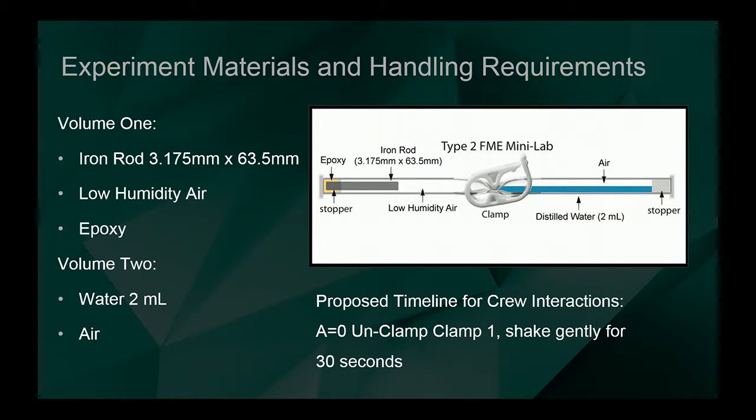Experiment design and material handling requirements. In volume 1, on the left, we will have an iron rod that is 3.175 millimeters by 63.5 millimeters, low humidity air, and epoxy. In volume 2, on the right, we will have 2 milliliters of water and air. For our proposed timeline for crew interactions, at A equals 0, we will have the astronaut unclamp clamp 1 and shake gently for 30 seconds.